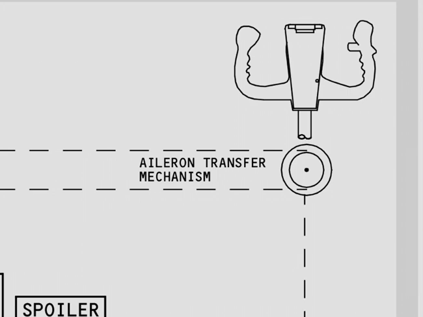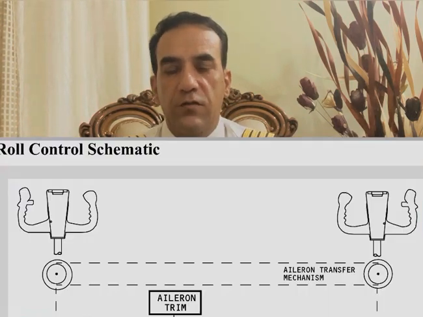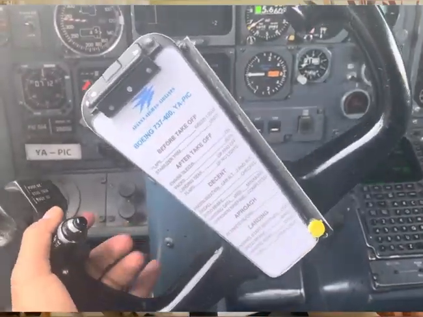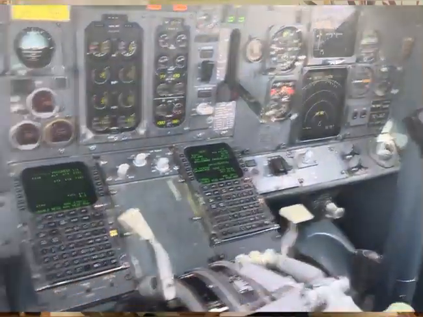Now, as we talk about the transfer mechanism, this is the system of cable arrangement between the base of the control column of the captain and the control column of the first officer. The transfer mechanism plays two important functions. First, it transfers the movement of one wheel to the other wheel, and the second function is to separate the columns as separate units.